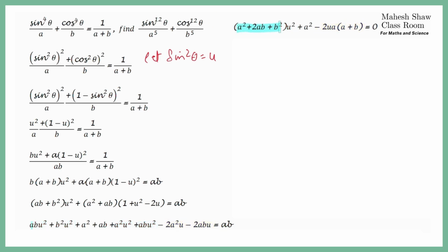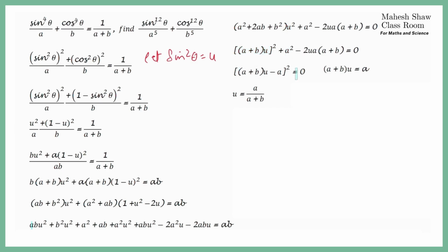Now this a square plus 2ab plus b square can be written as a plus b whole square. So there is a u square, that's why we can write this as whole square. Now considering this to be x and a to be y, can we say this is in the form of x square, y square, and minus 2xy? So we can write this as x minus y whole square, that is a plus b times u minus a the whole square. Now on comparing with 0, we get the value of u as a over a plus b.